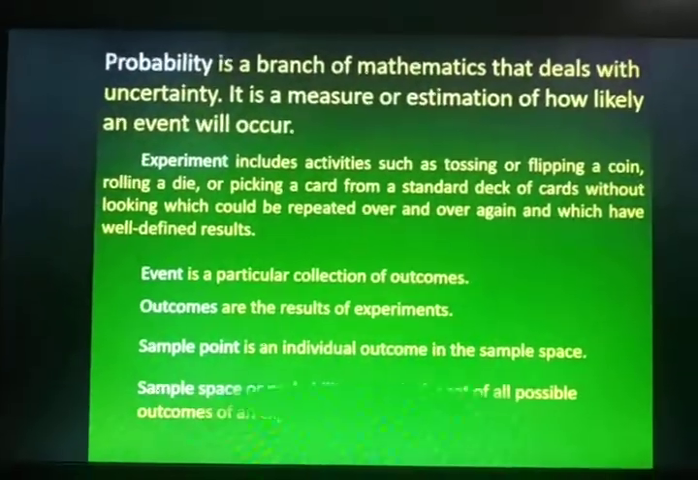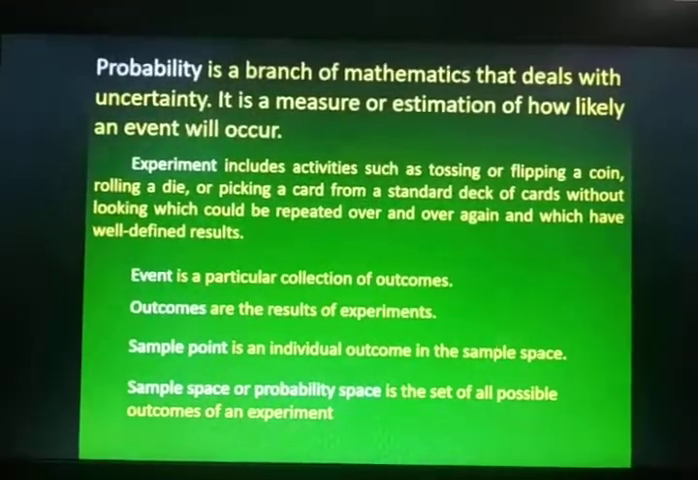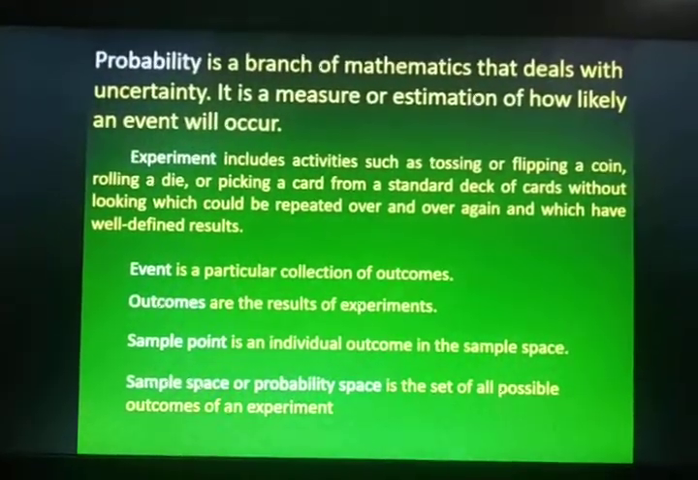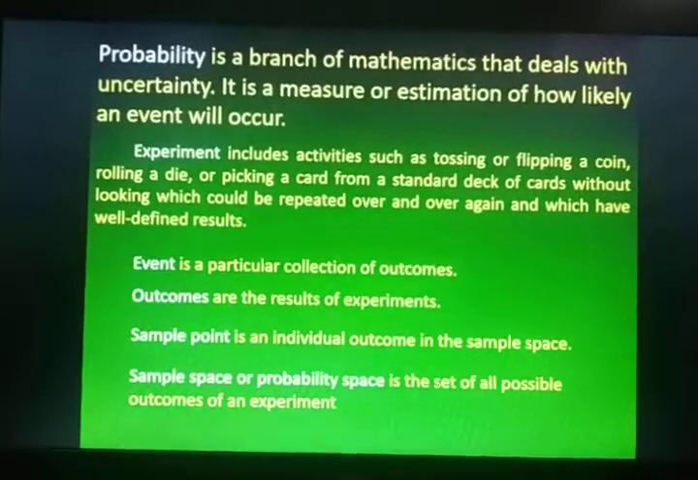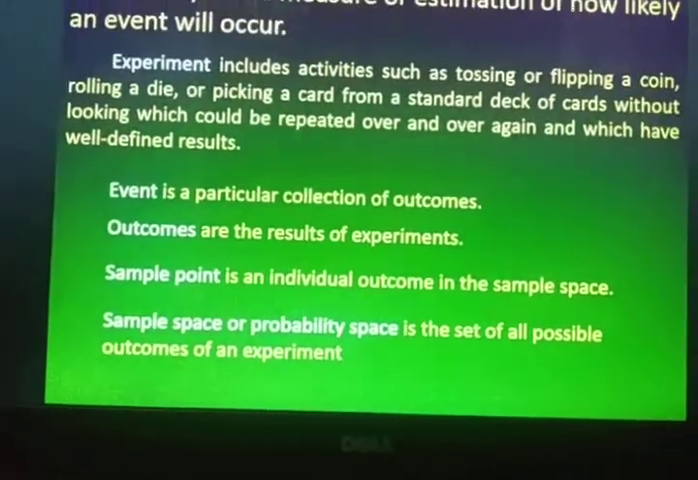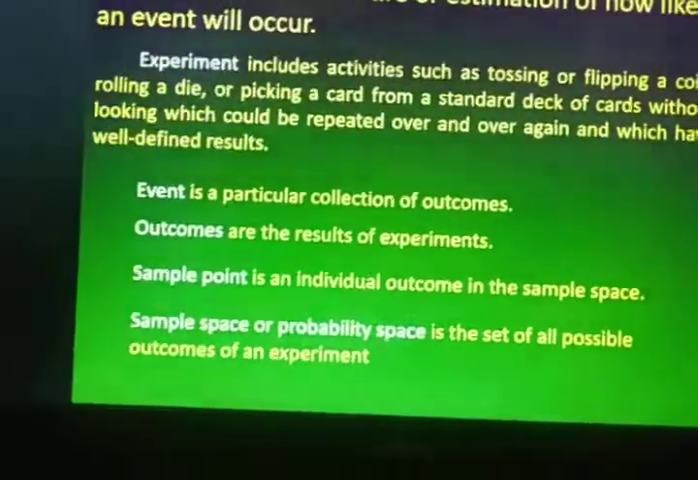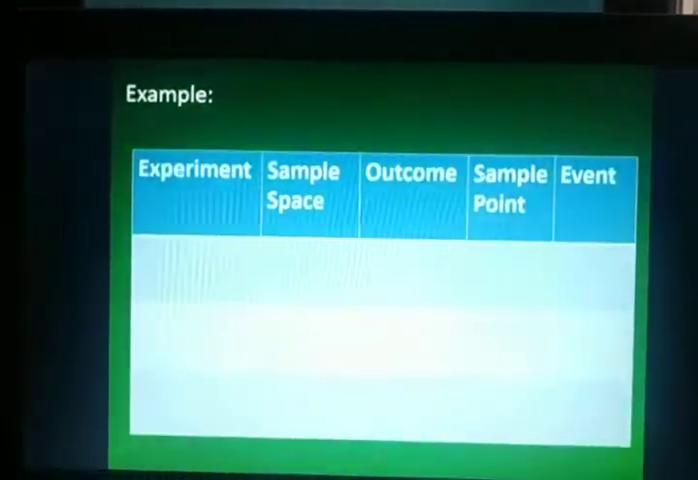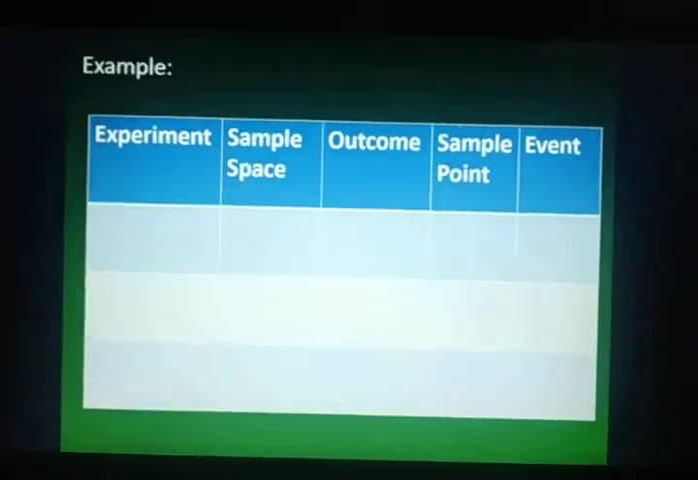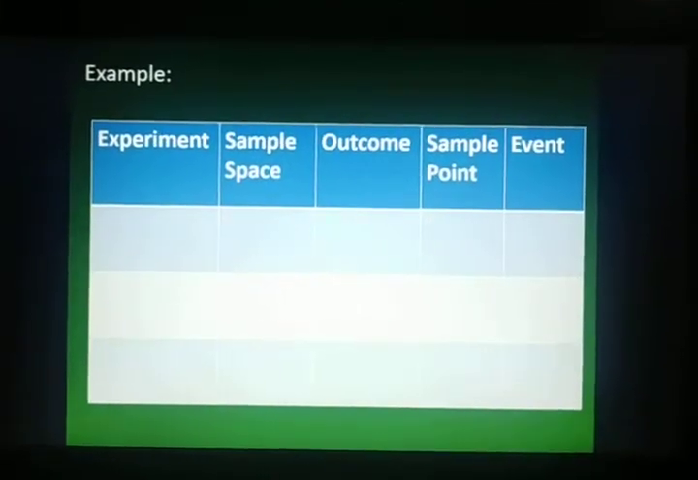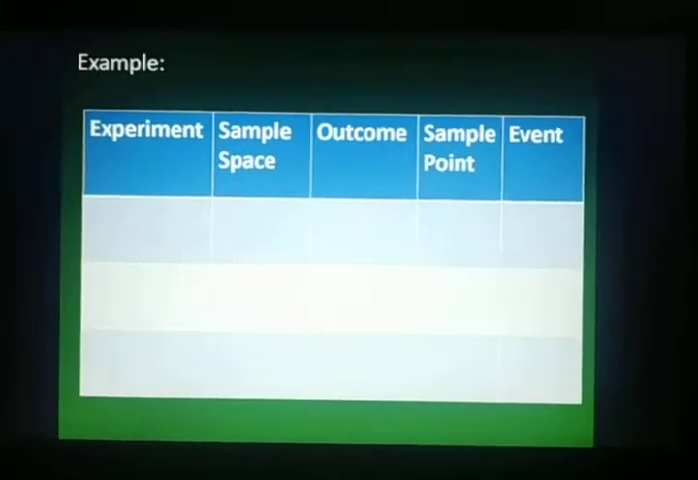Next, sample space or probability space. This is a set of all possible outcomes of an experiment. These are the possible results or choices in your experiment. Let us have this example so that we know how the defined terms are used. So we have here a table with experiment, sample space, outcome, sample point, and event.